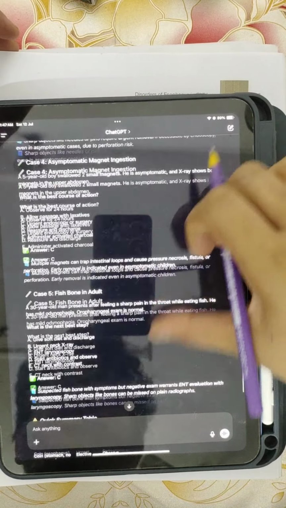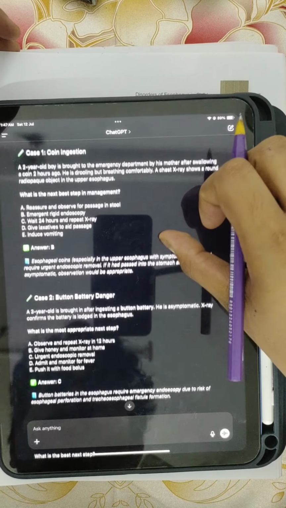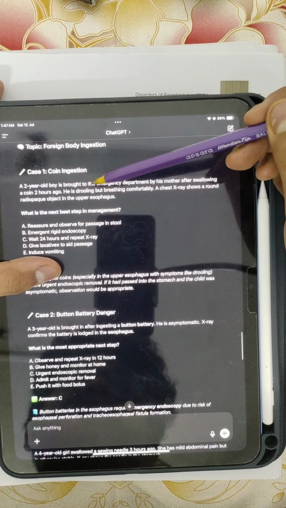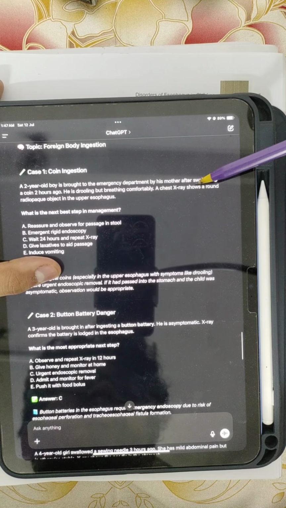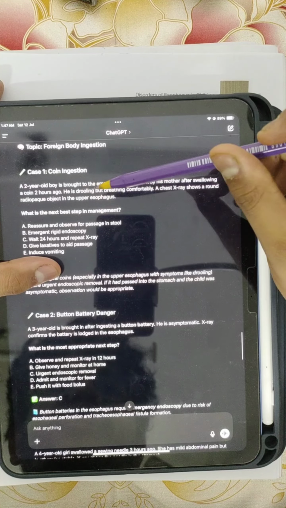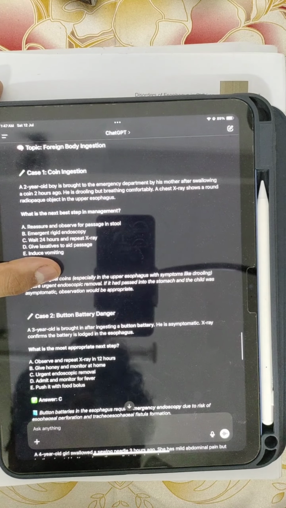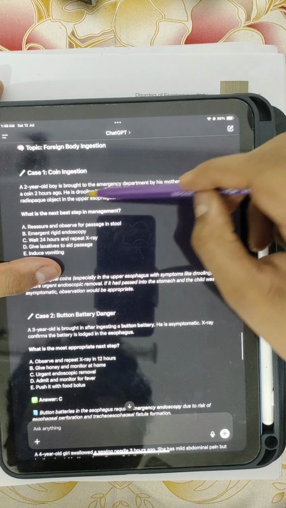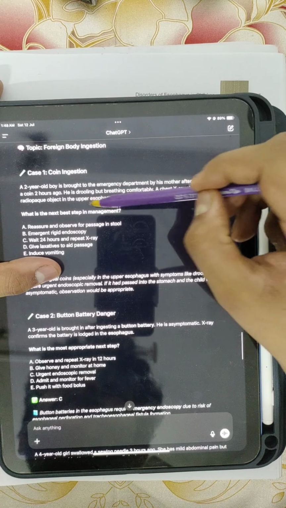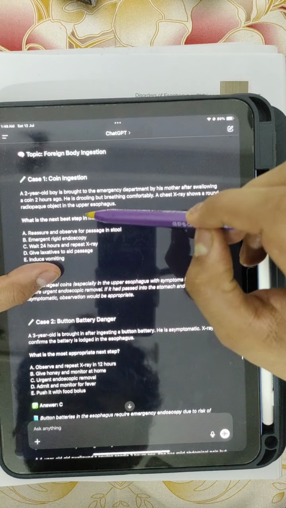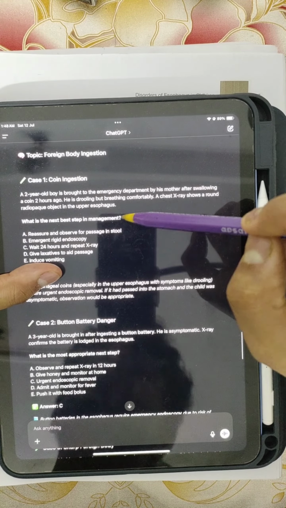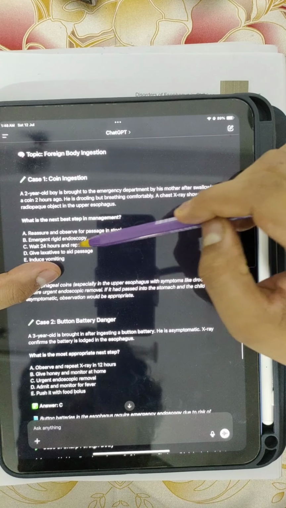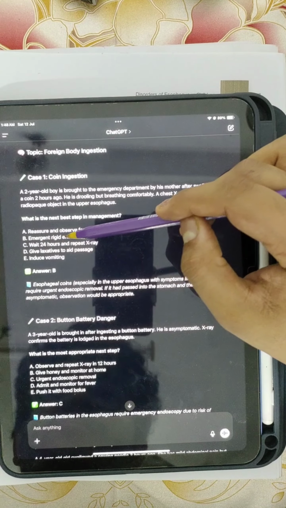Okay, so let's watch some questions. The first one, that is, a 2-year-old boy is brought to the emergency department by his mother after swallowing a coin 2 hours ago. He is drooling, that is important, but breathing comfortably. The chest X-ray shows a round radio-opaque object in the upper esophagus. There are two important points, that is drooling and upper esophagus. So what will be the next step in the management? Obviously it is an emergency, so we will do emergency rigid endoscopy.